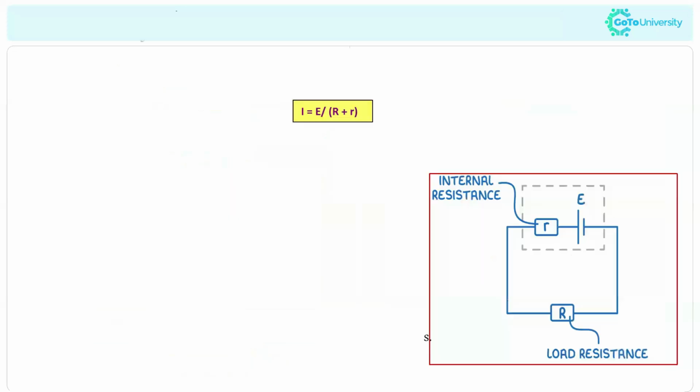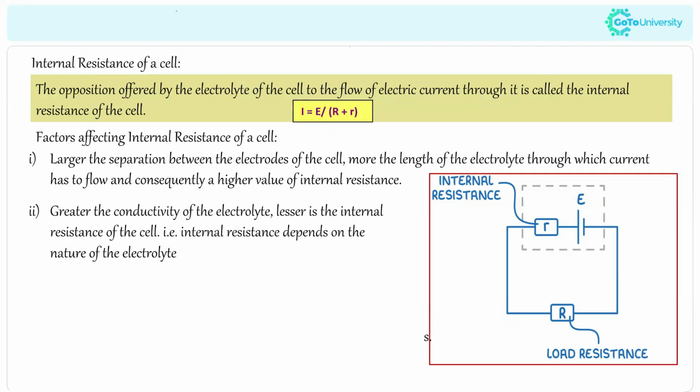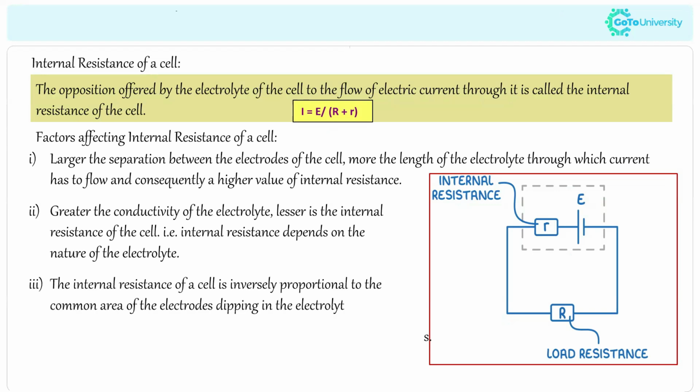Now, I am moving to the internal resistance of a cell. The opposition offered by the electrolyte of a cell to the flow of electric current through it is called the internal resistance of a cell. Or else simply we can say the resistance which is because of the battery connected in a circuit is nothing but the internal resistance. So keep it in mind, the load resistance is different and the internal resistance is different.